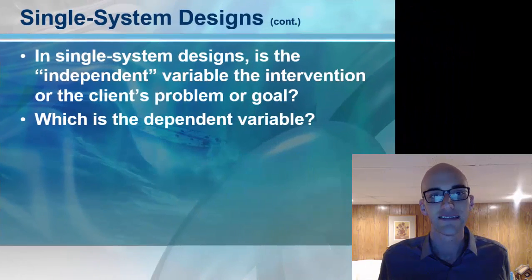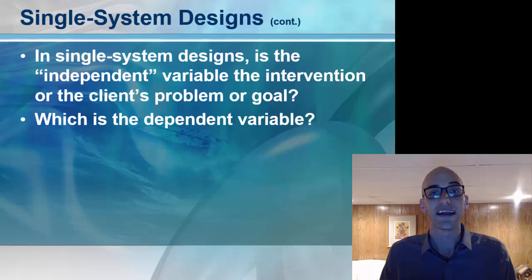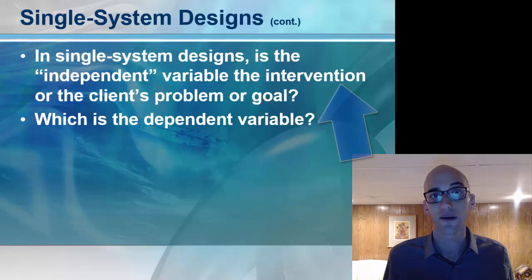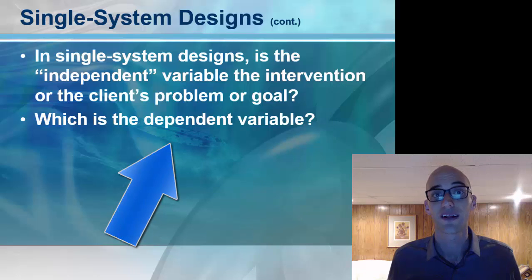And so maybe just one last thought, in single system design, what's the independent variable? The independent variable is what's being manipulated. Is it the client's problem or their goal? So it would be the intervention, because the intervention is what's being introduced here, and that's going to change the dependent variable of the client's problem.